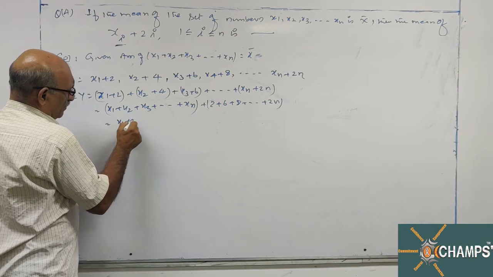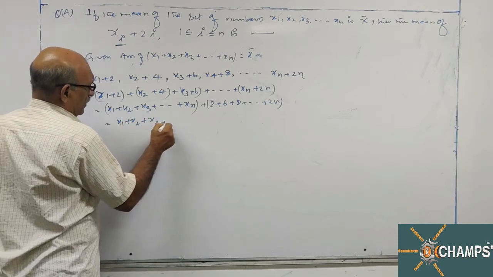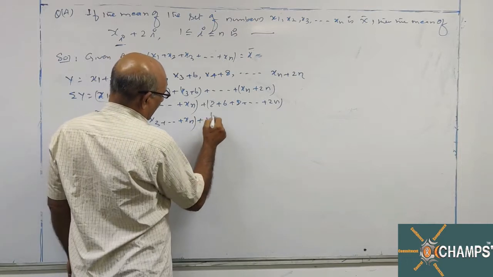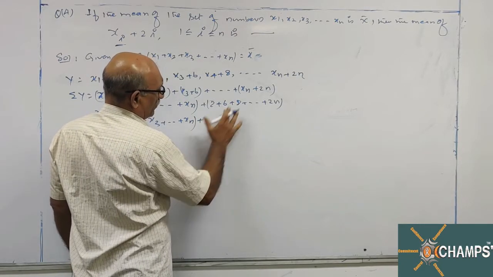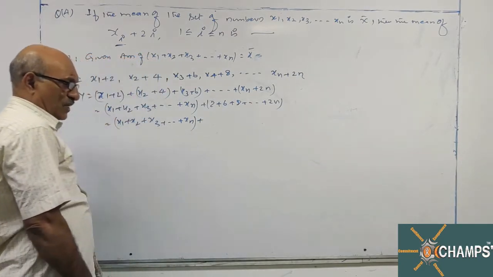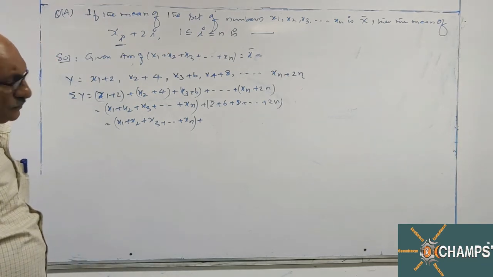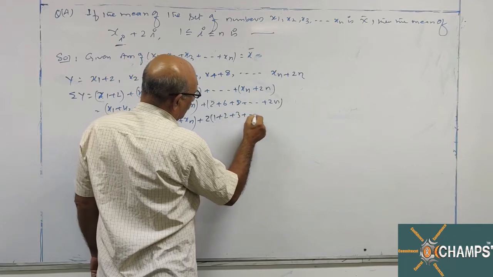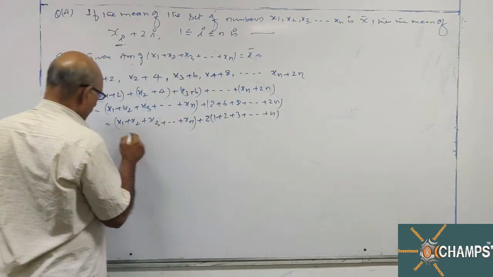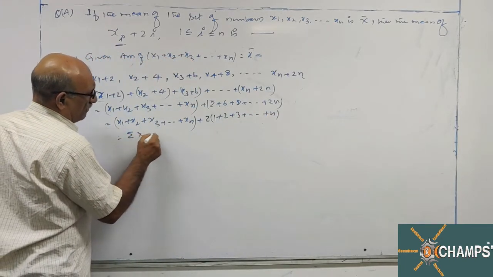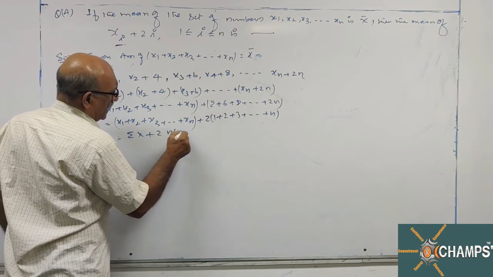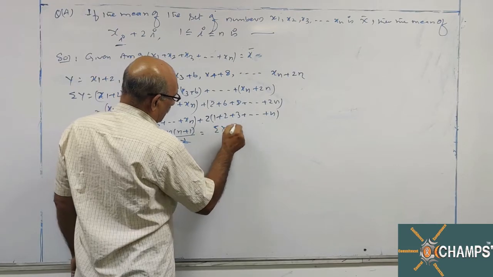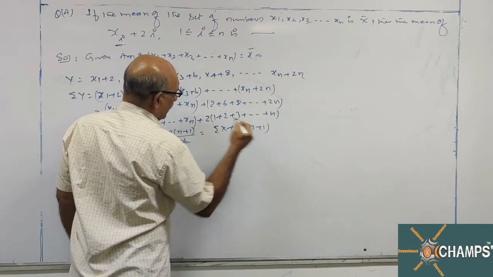Now this is x1 plus x2 plus x3 plus etc. plus xn. Plus if I take 2, these are even numbers. I'll take 2 as common: 1, 2, 3 plus etc. n. So this is summation of x plus 2 into n into n plus 1 by 2. Cancel. This is summation of x plus n into n plus 1.